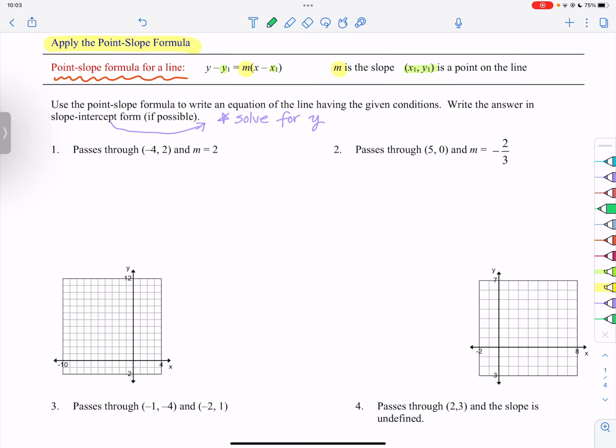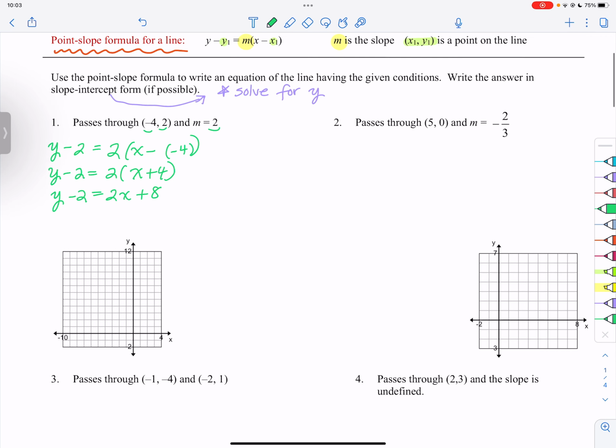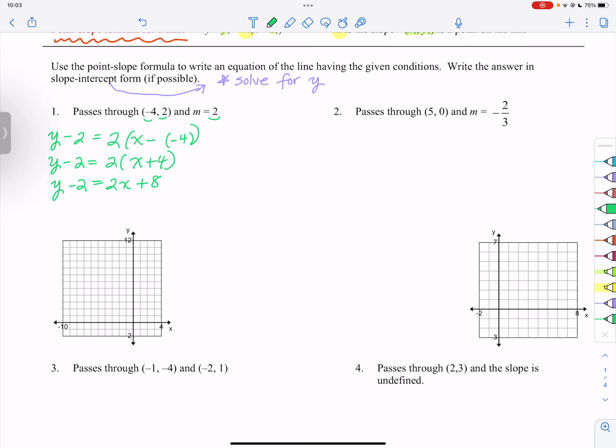So we will have y minus this y value equals the slope right here times x minus the x value. So we have y minus 2 equals 2 times x plus 4, and that's 2x plus 8, distributing that 2, and then adding 2 to both sides. We end up with y equals 2x plus 10.